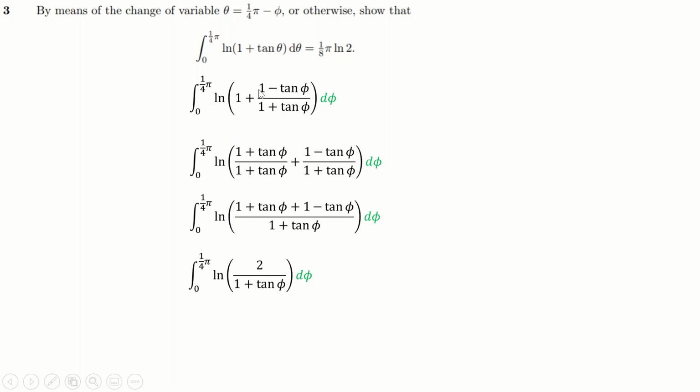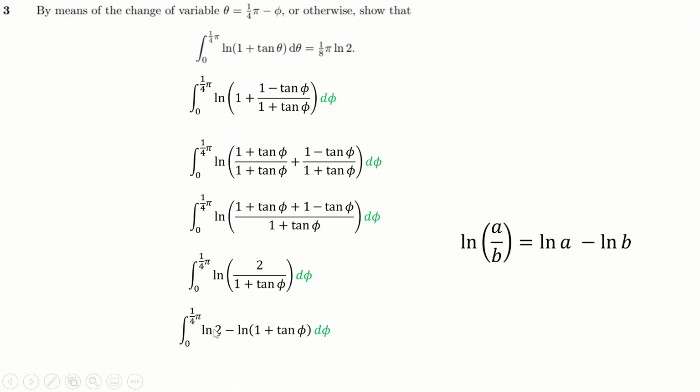Well, we remember we've done a lot of trig so far using these tans, but there's another type of function in this integral, which is the log function. So what log function rule can I use here that will be helpful? Well, I know log of a over b is log of a minus log of b, right? So here, this is log 2 minus log of 1 plus tan theta. And this is good because I know how to do this bit.